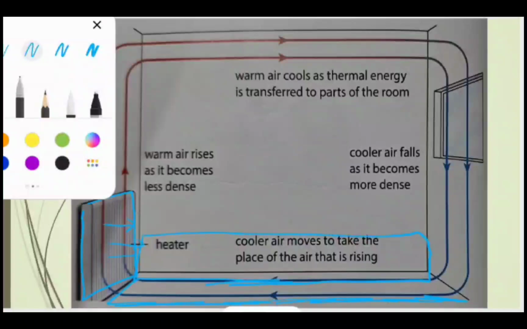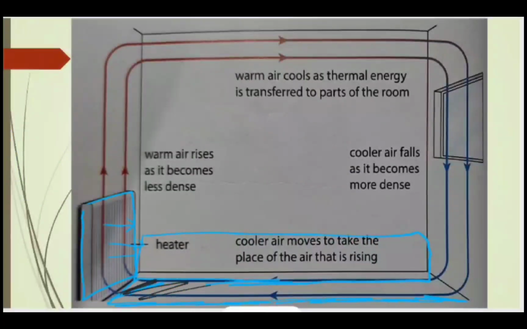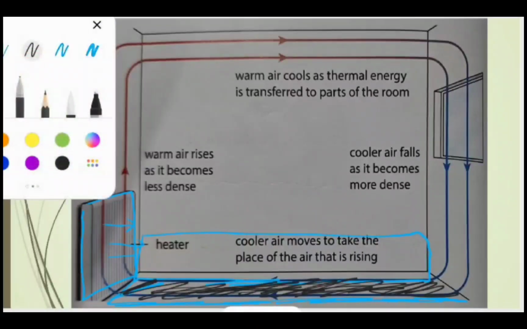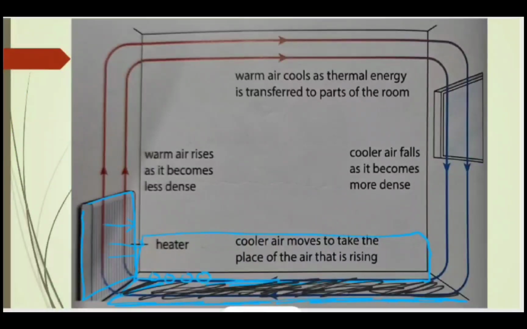This is the floor. Let me put the floor in black. This is the floor of the oven. So now the air particles which are directly touching the floor get heated up. When they get heated up, they want to move far apart and they move upward. Thus, warm air rises as it becomes less dense.